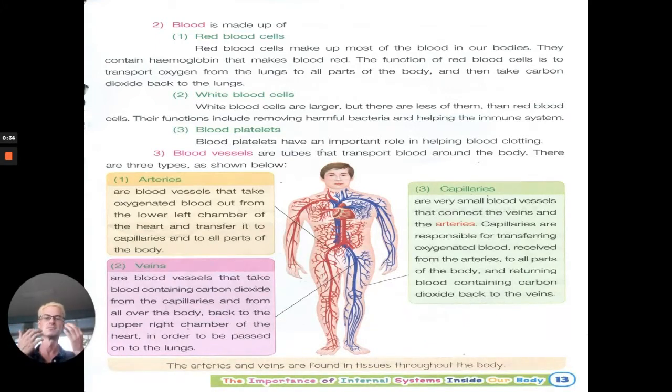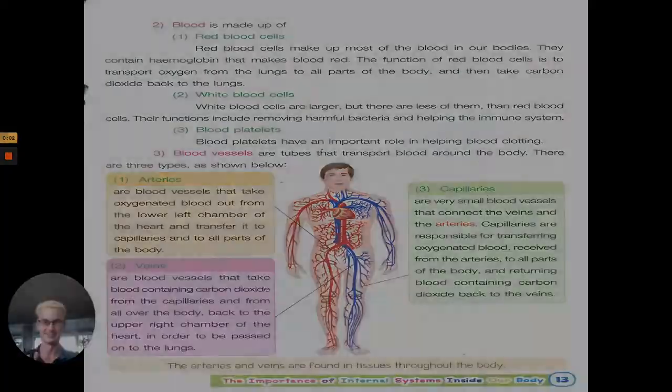When we breathe in, oxygen comes into our lungs and through the heart and arteries, it goes around our body. Then the blood, rich with carbon dioxide, comes back through veins to the upper right chamber of the heart, and then it gets breathed out like this. Okay, well done. Let's go to the next one.